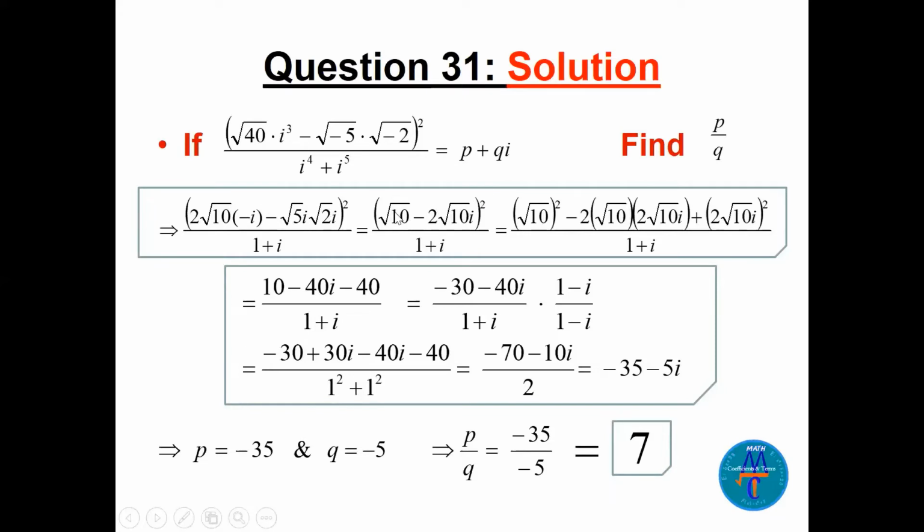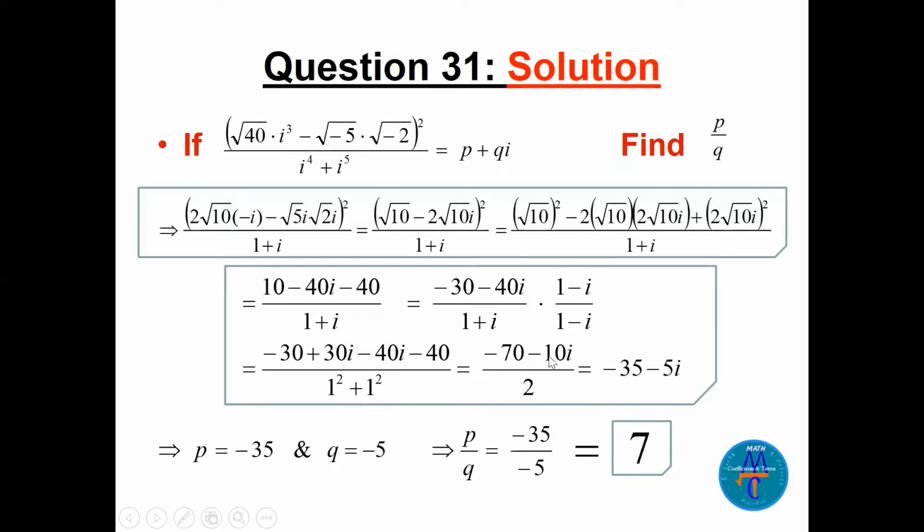Now we can use the formula a minus b all squared equals a squared minus 2ab plus b squared. Simplify that, you get 10 minus 40i minus 40 over 1 plus i. Now we multiply by the conjugate, 1 minus i. In the denominator, we multiply the complex number by the conjugate, so it will be a squared plus b squared. And up we multiply by the FOIL method.